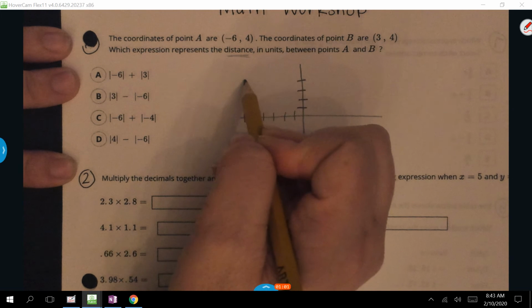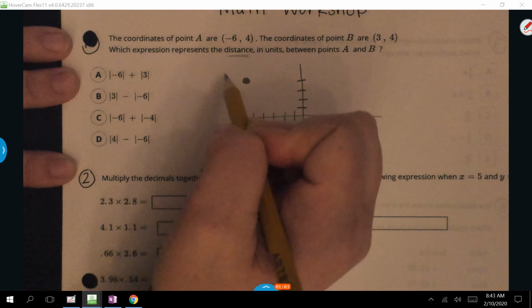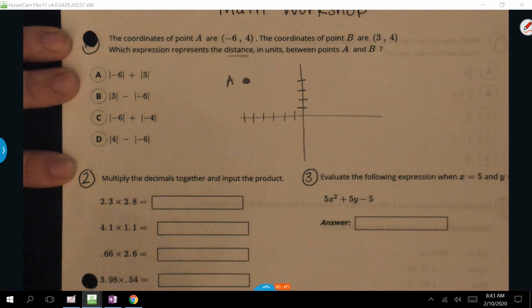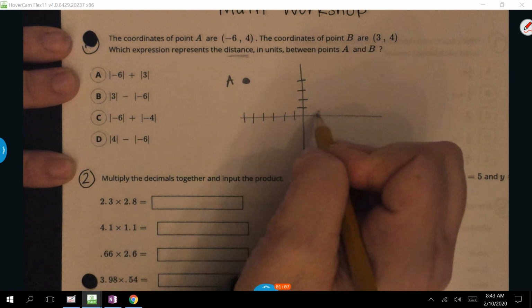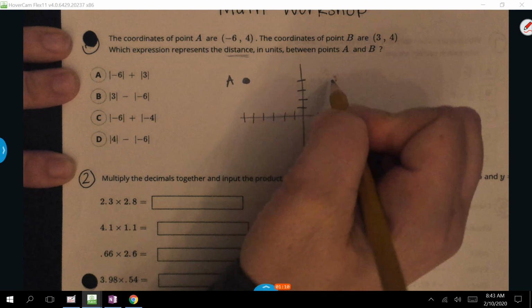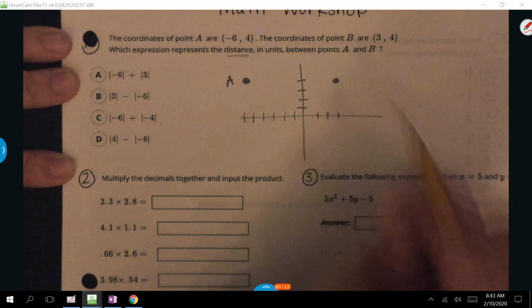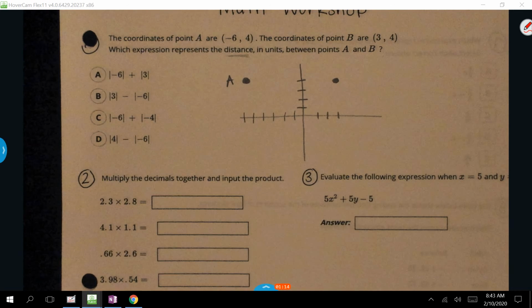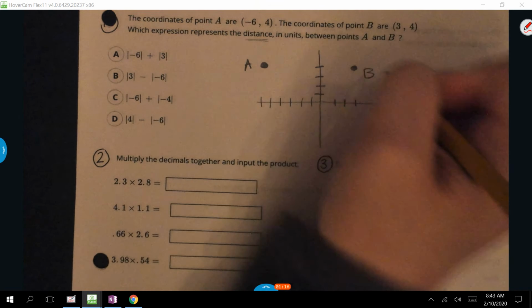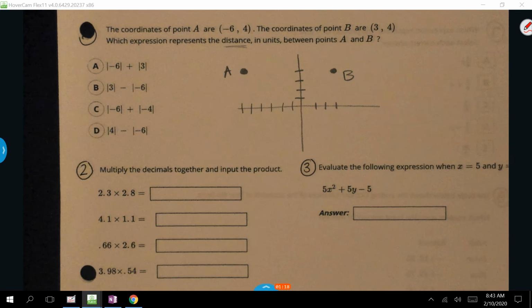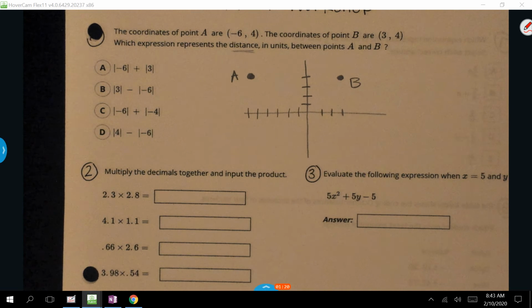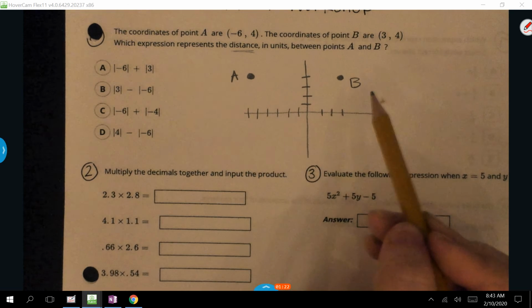All right, it's not perfect. It doesn't have to be. So there's A. And then B, it says, is at 3, 4. So I'm going to go forwards: 1, 2, 3, and up 4. Okay, y'all okay with that so far? All right, it says, what is the distance between A and B?